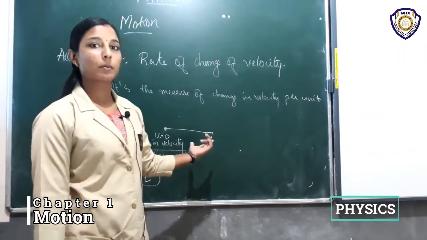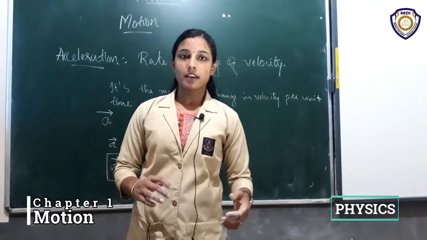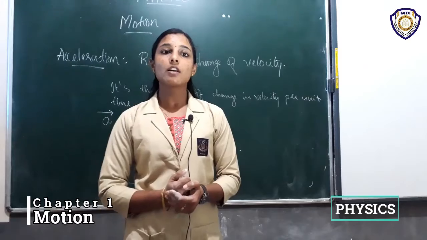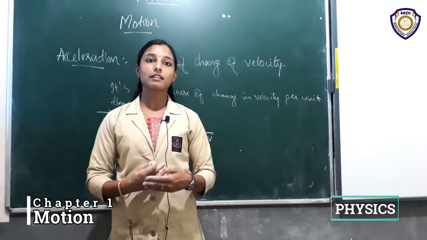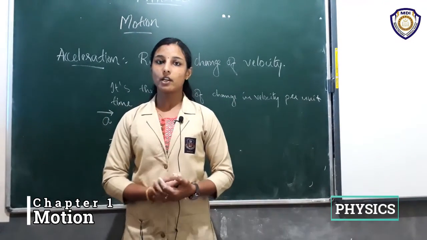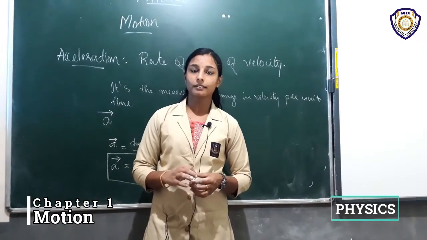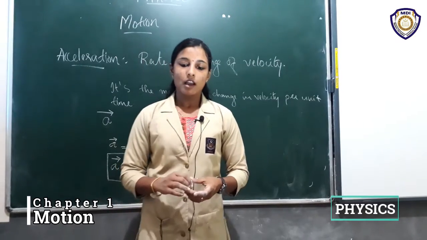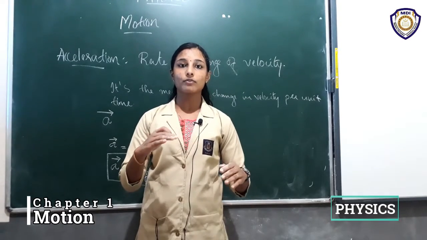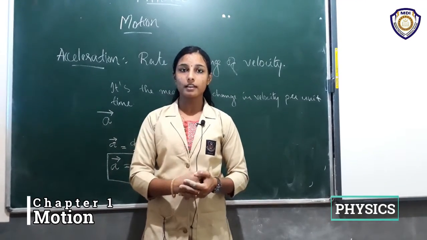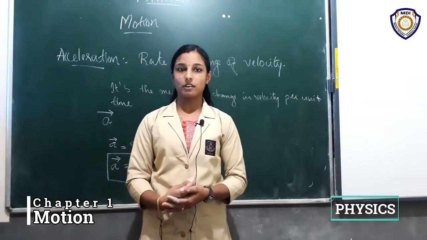So this type of motion is said to be accelerated motion, and the acceleration is taken to be positive if it is in the direction of velocity, and it can be taken as negative if it is in the direction opposite to that of velocity, right? And if an object travels in a straight line, its velocity increases or decreases in equal amounts in equal intervals of time, right? So it is called uniformly accelerated motion, okay?